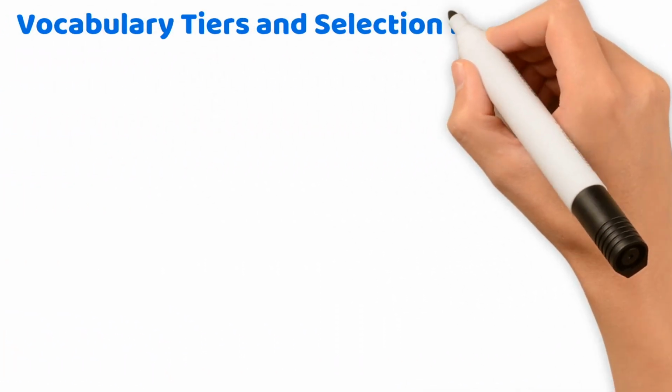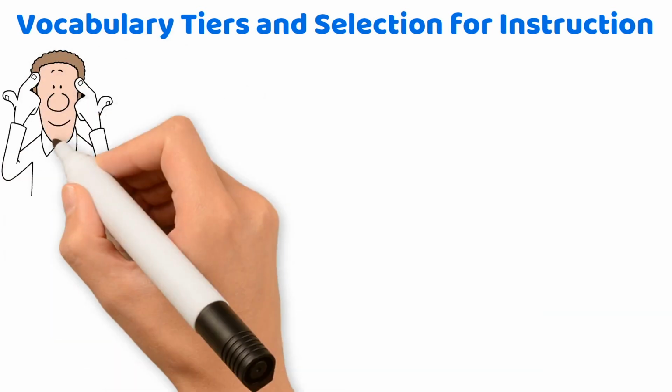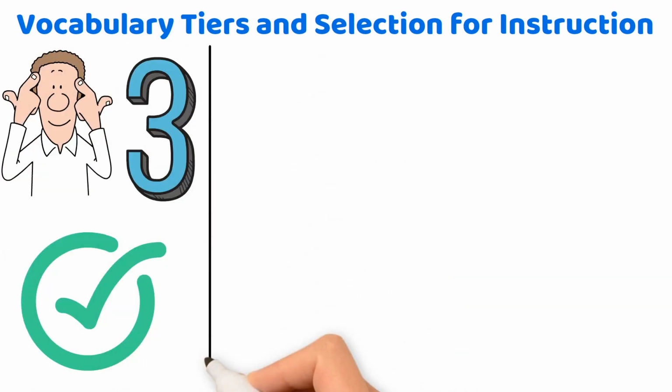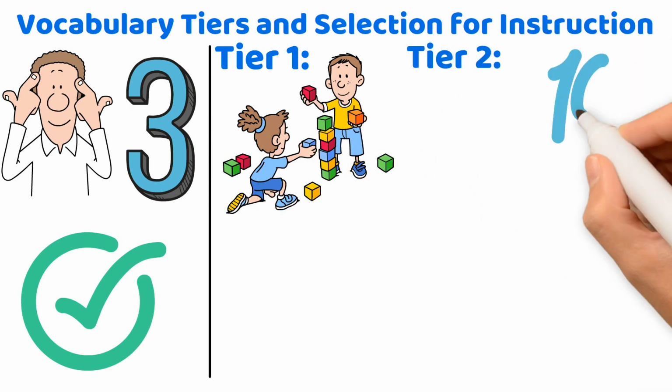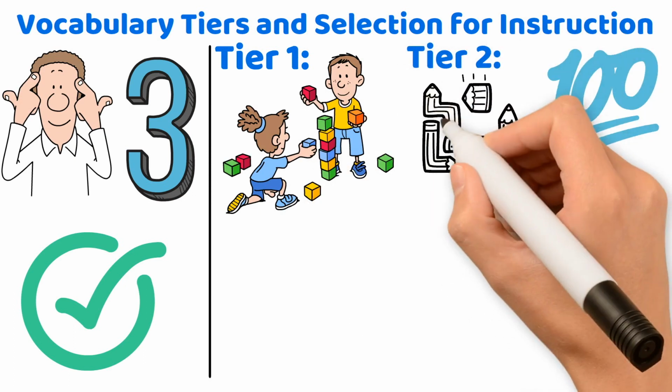For your exam, be aware that there are vocabulary tiers and selection for instruction. Understanding the 3 tiers of vocabulary is essential. Tier 1, basic words that most children know. Tier 2, high utility and academic vocabulary that is more complex.